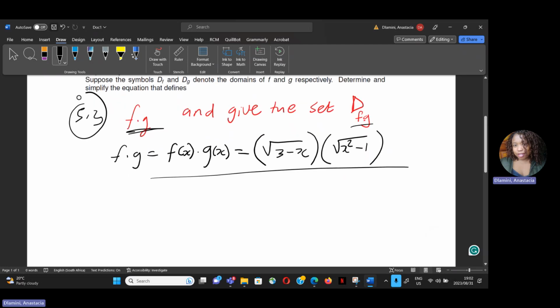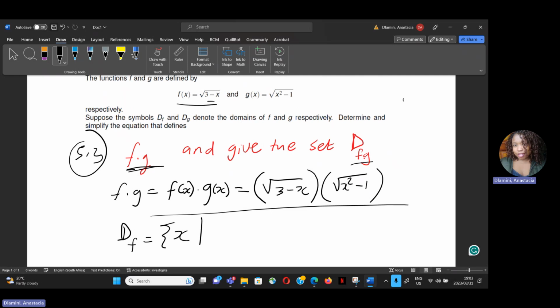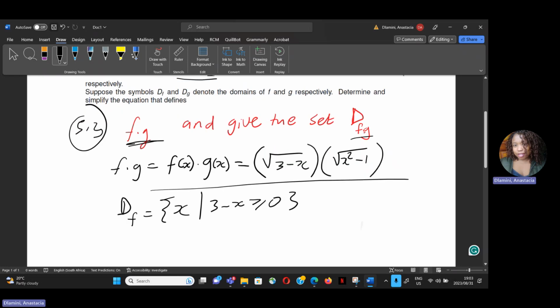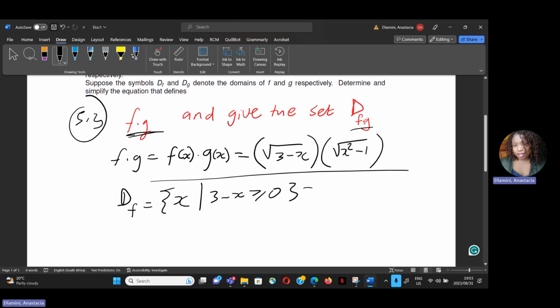To find the domain of the product, we first find the individual domains. Let's find the domain of f. The domain of f is x an element of the real numbers such that whatever is under the square root, in this case 3 minus x, should be greater or equal to 0, for f of x to be defined. From the previous two videos, we found that this is x an element of the real numbers such that x is less or equal to 3.